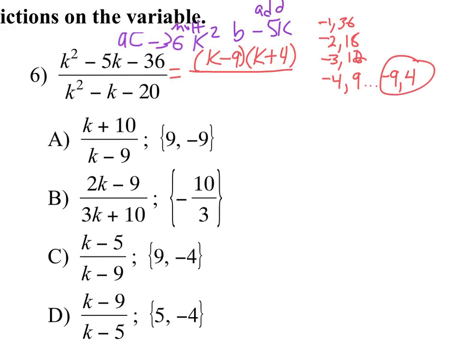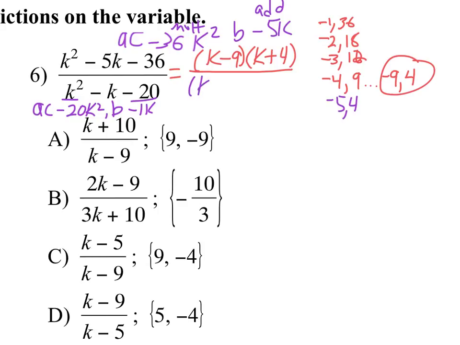All right, bottom one of these, we're looking for things. My a times c is negative 20k squared, and my b value is negative 1k. Things that multiply to negative 20 and add up to negative 1. In this case, that's going to be negative 5 and positive 4.